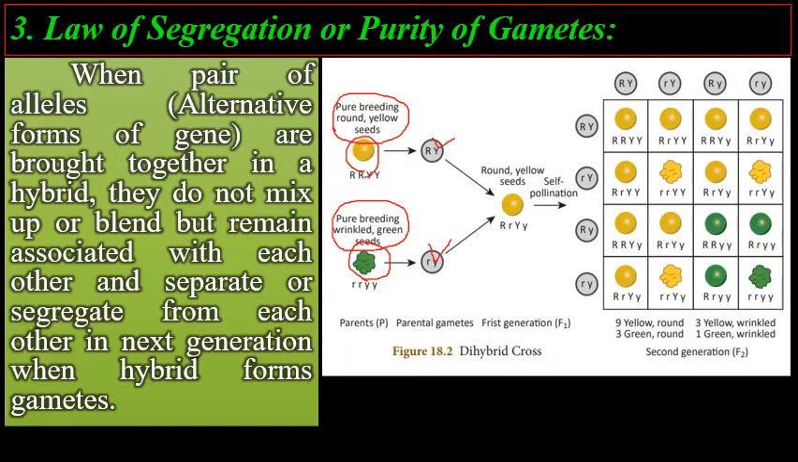In the F1 generation, they produce the hybrid having genotype capital R small r, capital Y small y. Of course, by the law of dominance, it is named round yellow seed. This is the F1 individual called round yellow seed, a hybrid round yellow seed, which has the genotype capital R small r, capital Y small y.